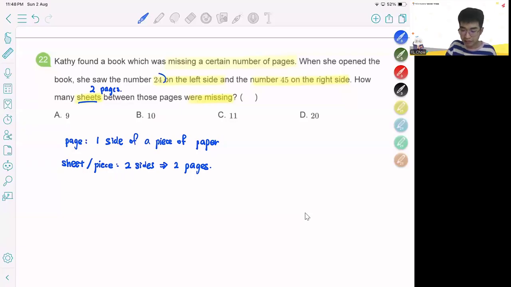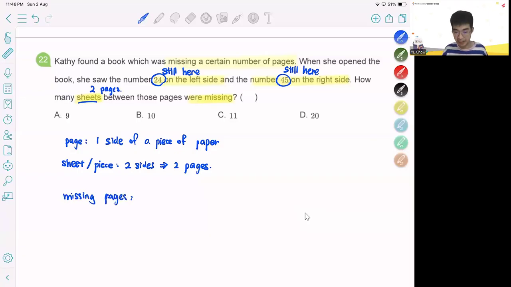Kathy saw 24 on the left side. That means 24 is still here on the book. And number 45 is also still here on the book. So where are the missing pages? Right, the missing pages are pages 25 to 44.